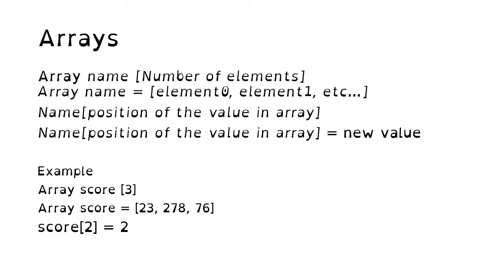Now let's say I want to change the value of one. All you need to do is add an equals, then whatever you want the new value to be. In the example below, we have an array called score, and we're saying that there are 3 items in that array. Then we're putting in the values 23, 278, and 76. What we're saying is object 0 is 23, object 1 is 278, and object 2 is 76. Now let's say we want to change object 2 to the number 2, we do score, then in brackets 2, is equal to 2. That would change that 76 into a 2.